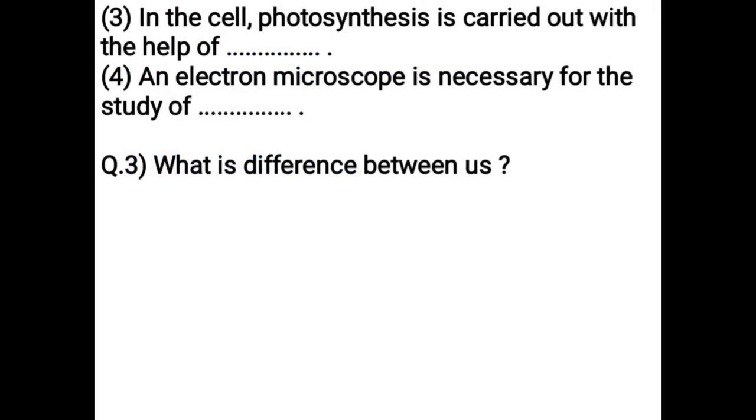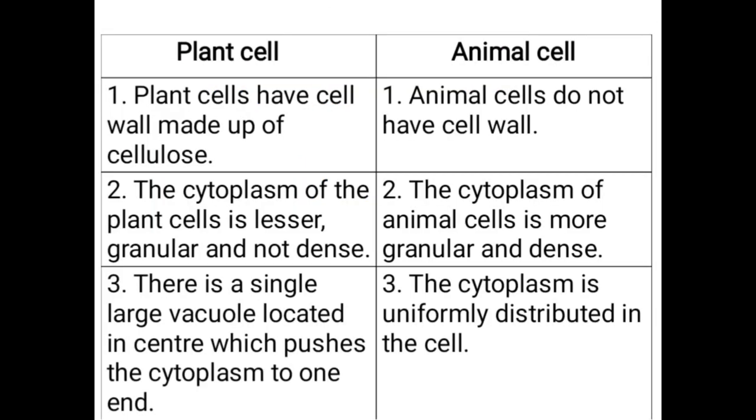What is the difference between plant cell and animal cell? Plant cells have cell wall made up of cellulose. Animal cells do not have cell wall. The cytoplasm of the plant cells is lesser, granular and not dense. The cytoplasm of animal cells is more granular and dense. In plant cells, there is a single large vacuole located in the center which pushes the cytoplasm to one end. In animal cells, the cytoplasm is uniformly distributed in the cell.